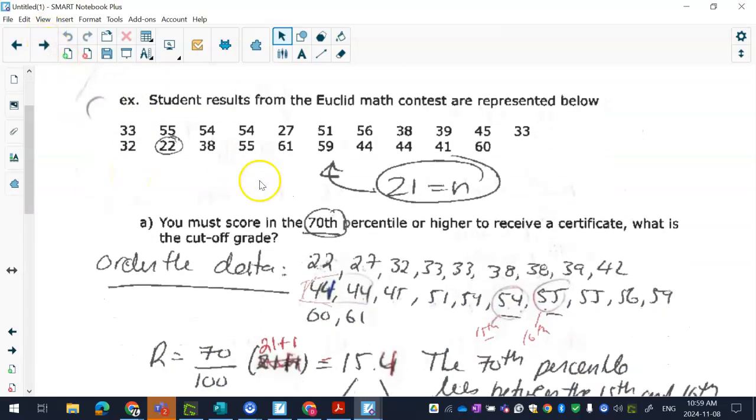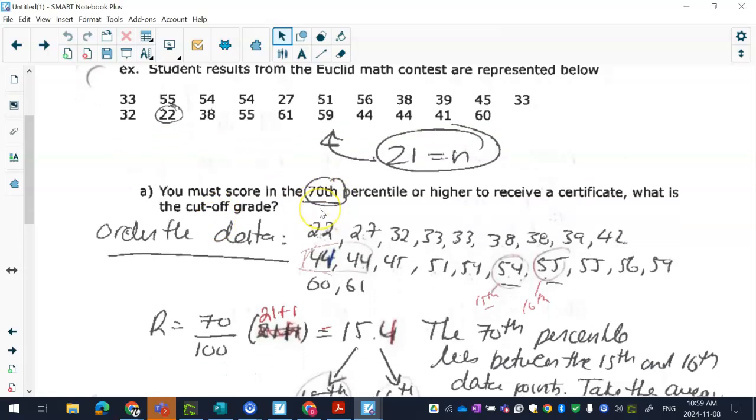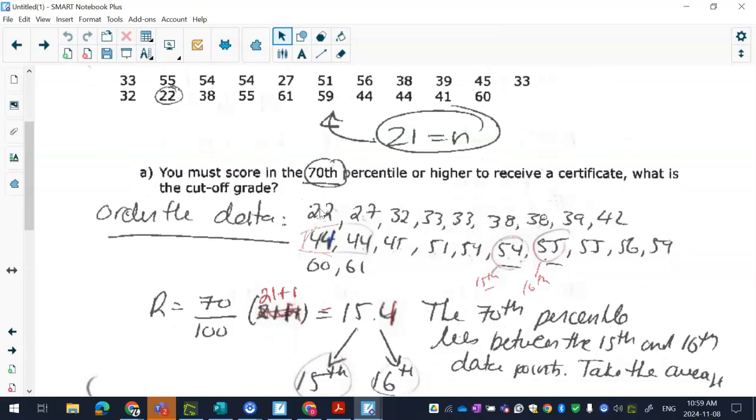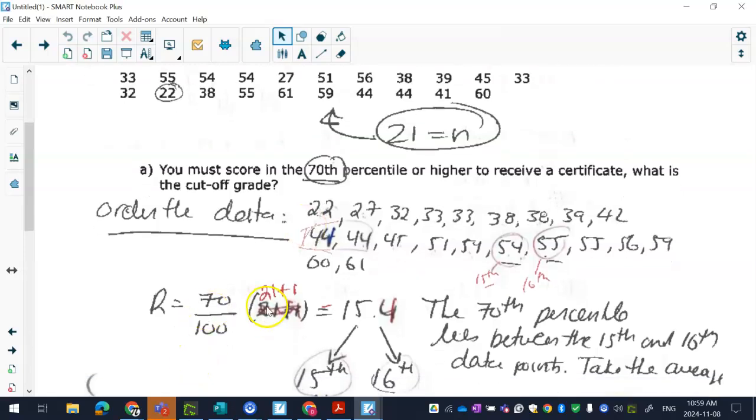If you have raw data, you've got to put it in order. So with this one here, I want to figure out a score in the 70th percentile. You put them all in order from first to last. If you look here, there are 21 pieces of data. So there's your N plus 1 over here. And then you use this if you want to figure out a score that's in a given percentile.